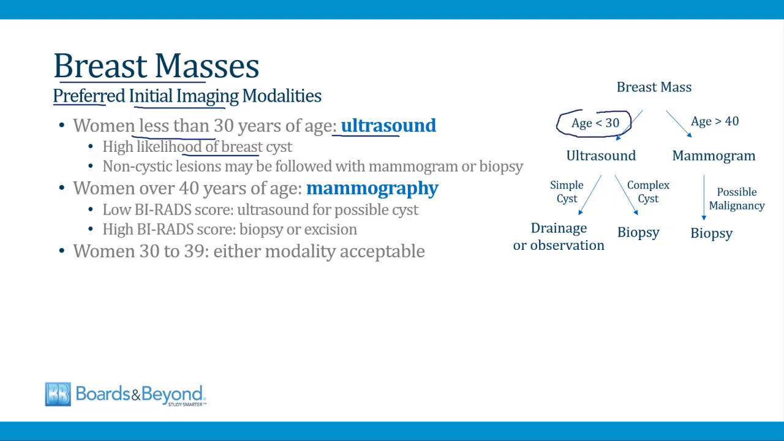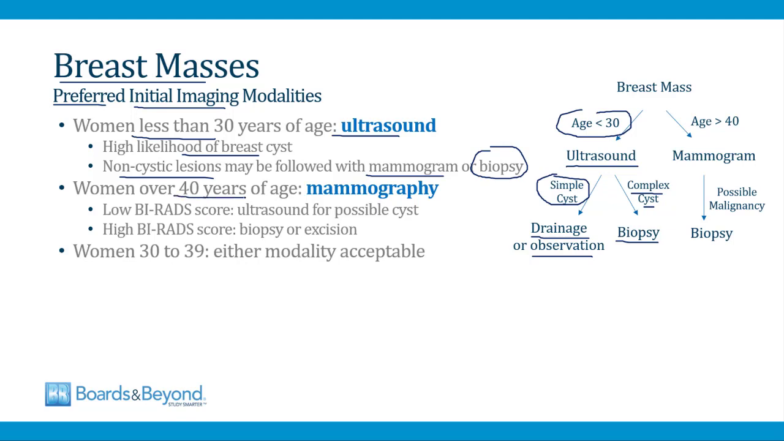So before age 30, ultrasound is the preferred test, and if it's a simple cyst, which we'll talk about later, the options for treatment are drainage or observation. If, on the other hand, it's a complex cyst, then usually the woman is referred for biopsy. Non-cystic lesions by ultrasound can be followed by mammogram in some cases, but remember, mammography is difficult in younger women, or the lesion can be referred for a biopsy.